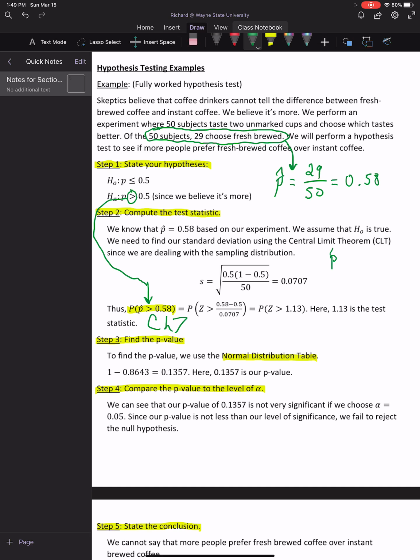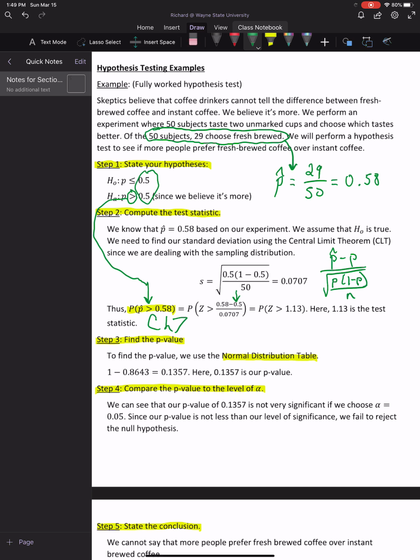Remember, it was p hat minus p over the square root of p times 1 minus p all over n. Hopefully you all remember that. Now, we can use p because you know it, right? Where is p? P is right up here in the null hypothesis, right? And the alternative. And so you should notice it's right here, as we mark here. There we go. Right, there it is.